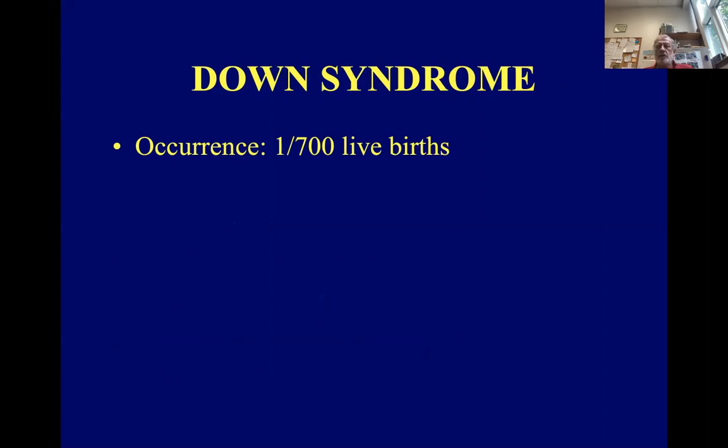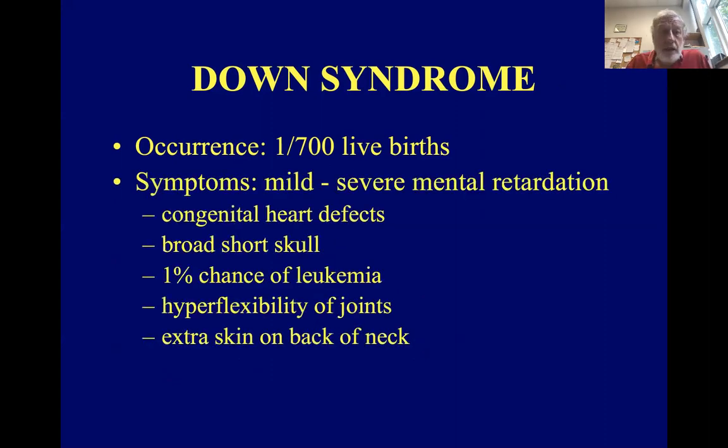Down syndrome occurs at about 1 in 700 live births, so less than 1%. Symptoms include anywhere from mild to severe mental retardation. Some of these people can finish high school. They have congenital heart defects. They tend to have a broad, short skull, a 1% chance of getting leukemia, which is much higher than normal, hyperflexibility of joints, and extra skin on the back of the neck.